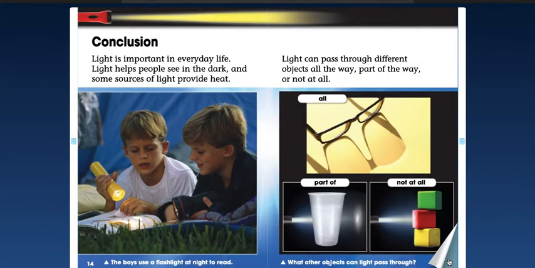Conclusion. Light is important in everyday life. Light helps people see in the dark, and some sources of light provide heat. The boys use a flashlight to read at night. Light can pass through different objects all the way, part of the way, or not at all. You can see the example of the glasses. It says all. The example of the cup says part of, and the blocks it says not at all.